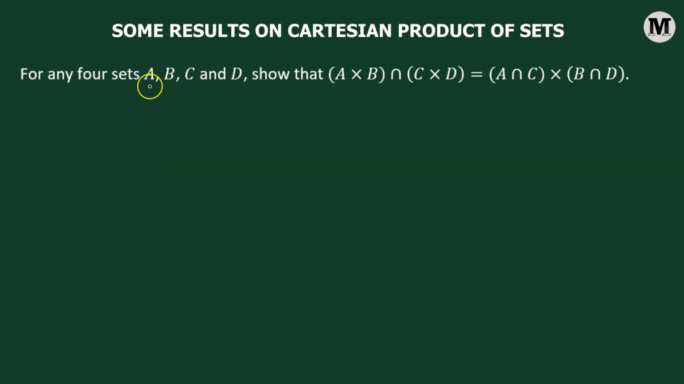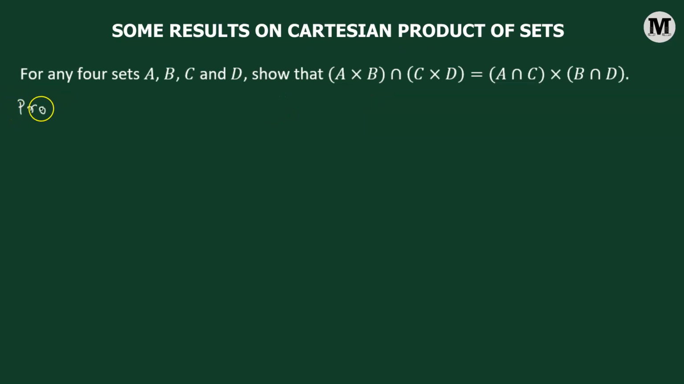For any four sets A, B, C and D, if we take the intersection of the two sets, that is, one set is the Cartesian product of A and B and the other being the Cartesian product of C and D, then this is going to be equal to the Cartesian product between the intersection of A and C and the intersection of B and D. Okay, let us begin our proof.